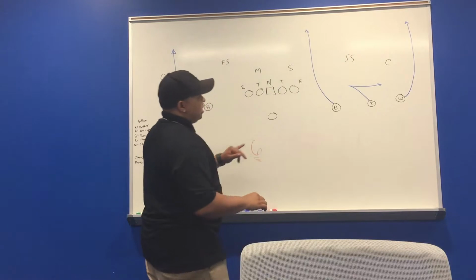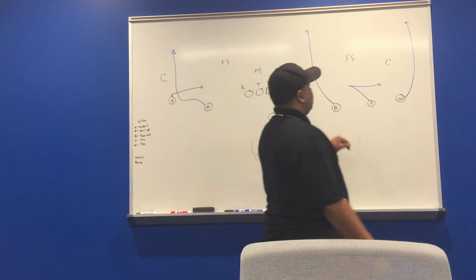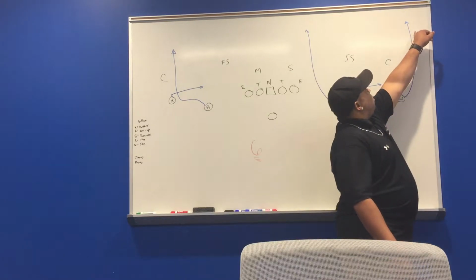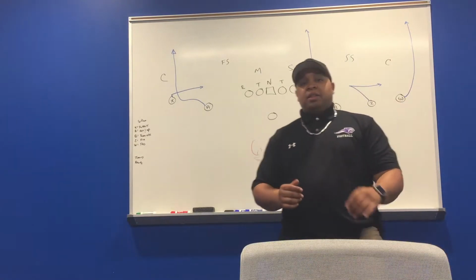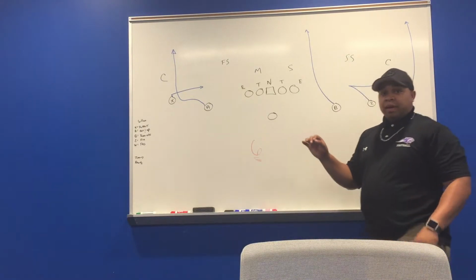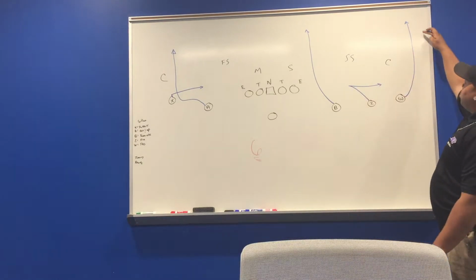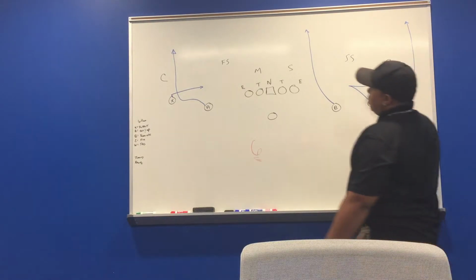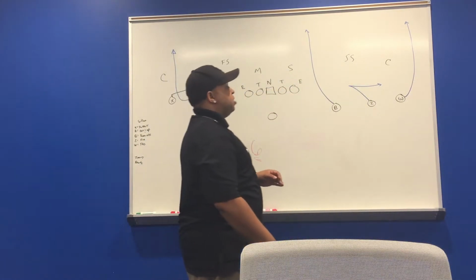Okay? The fade is an outside deep route. The ball should be thrown on the outside shoulder to the sideline. The fade is an all or nothing throw. Either our guy gets it or nobody gets it. Okay? So we got to make sure that on fade throws that we put the ball on the sideline. Okay, and let our receiver adjust to it.